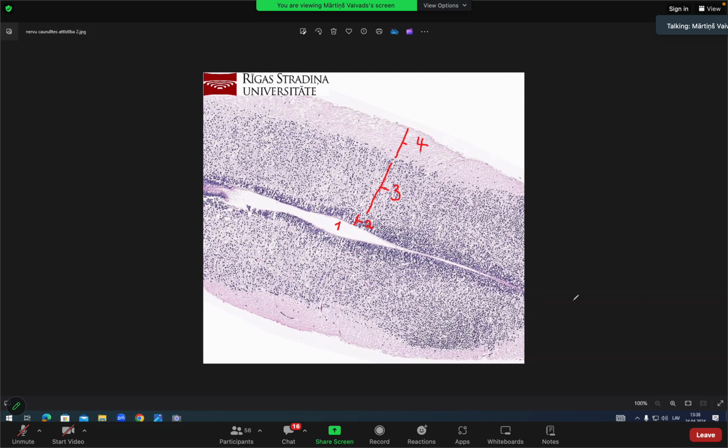And then the zone here, number 4, this is called the marginal zone. So number 4, marginal zone on the outside, will form white matter. So canalis centralis in the middle, we have ventricular zone number 2, mantle zone number 3, and marginal zone number 4. So these are the zones that are visible here.